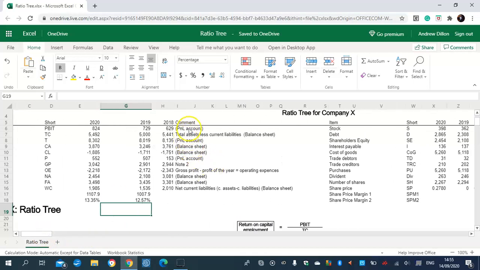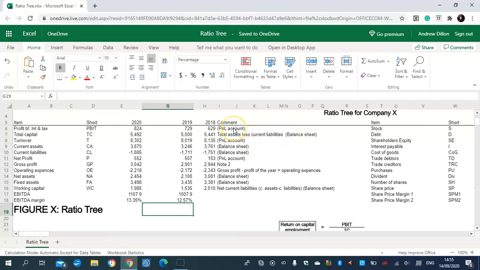These are the relevant columns that relate to the headings. The profit and loss account. This one's total assets less current liabilities from the balance sheet. Again, that's the profit and loss account, balance sheet, account note 2. Gross profit minus the profit of the year equals the operating expenses. Balance sheet, then net current liabilities, current assets minus current liabilities, and then the balance sheet.